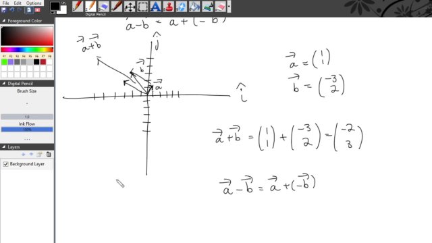And what is -B? Well, we said B is -3 comma 2, so -B should be 3 comma -2. So it goes 3 here and 2 down. As you can see, it just points in the opposite direction of regular B. This is regular B, and this is -B.